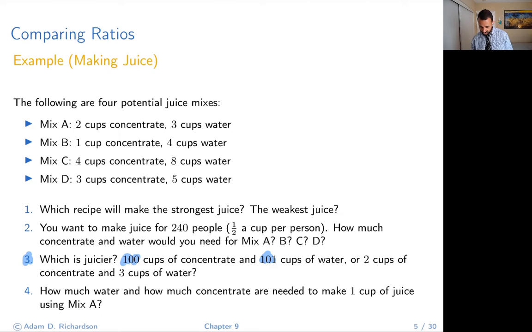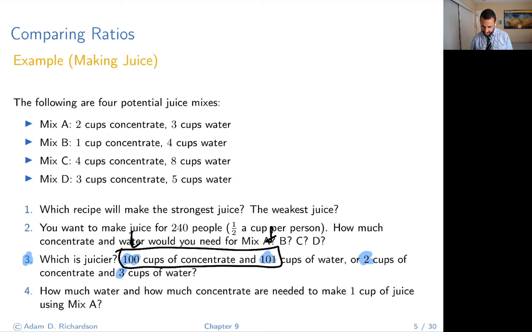But if you look at the next one, it's 2 cups concentrate and 3 cups water. So now the concentrate is 2/5, and remember 2/5 is 40%. So here, this is the juicier mix. And what you can do is you can play around with these numbers so that they seem wildly large, but it might actually switch the result. I'll leave it to you to come up with an example like that. I know you'll see some on the homework, but okay.